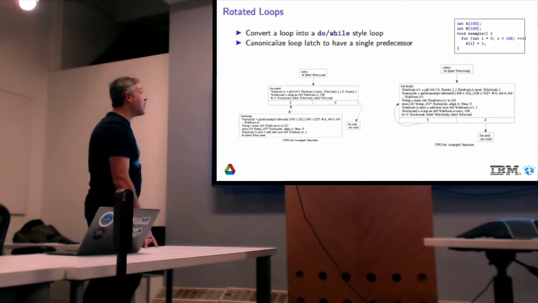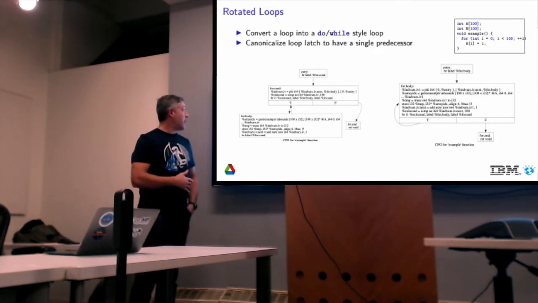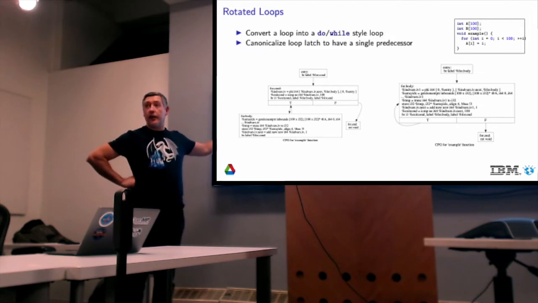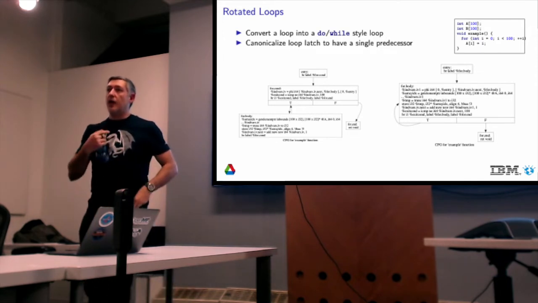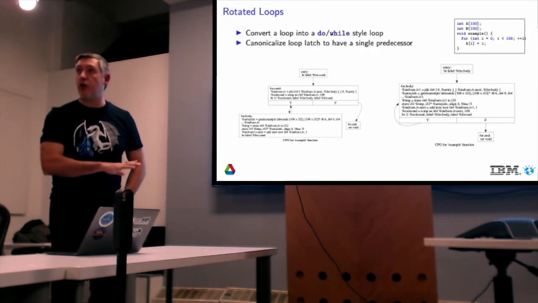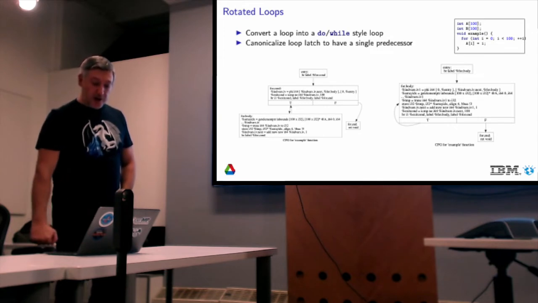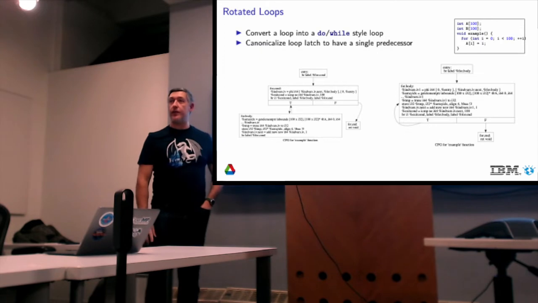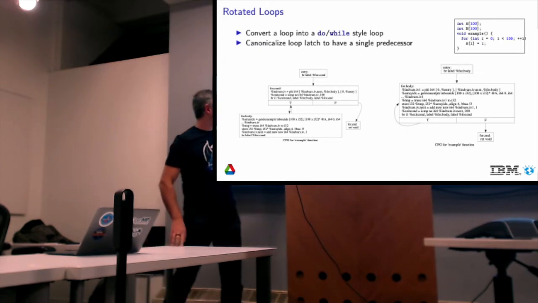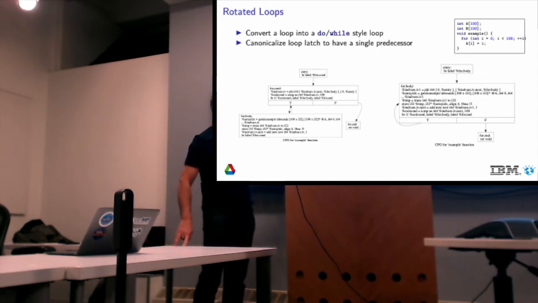Assume that you have, again, a simple for loop. Like we saw before, we have a header, and the condition that determines whether you execute the loop is in the header, in the example that I gave you before. Well, that's not the canonical form. The canonical form in LLVM looks more like a do-while loop, where you get immediately to the header, and then the latch condition is actually at the end of the loop. So this loop will execute at least once.